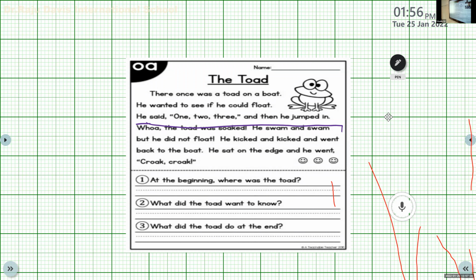The toad. There once was a toad on a boat. It's not boat. He wanted to see if he could float. He said 1, 2, 3, and then he jumped in. Good.